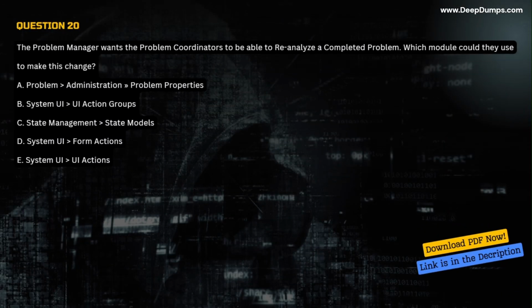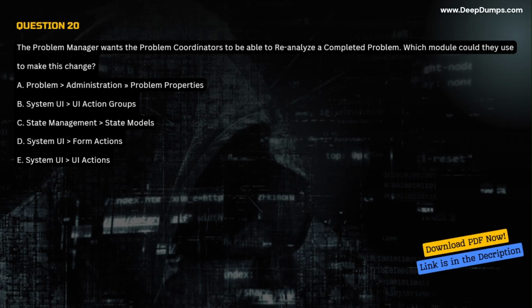Question 20. The problem manager wants the problem coordinators to be able to reanalyze a completed problem. Which module could they use to make this change? A. Problem Administration Problem Properties. B. System UI Action Groups. C. State Management State Models. D. System UI Form Actions.